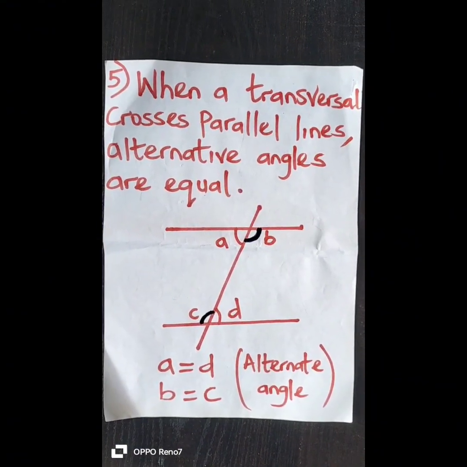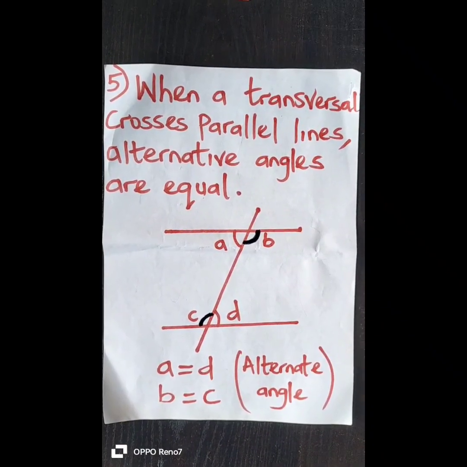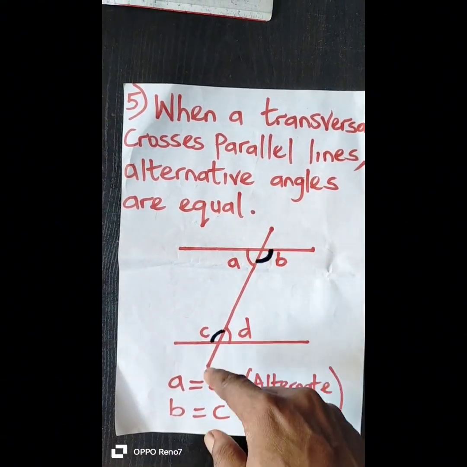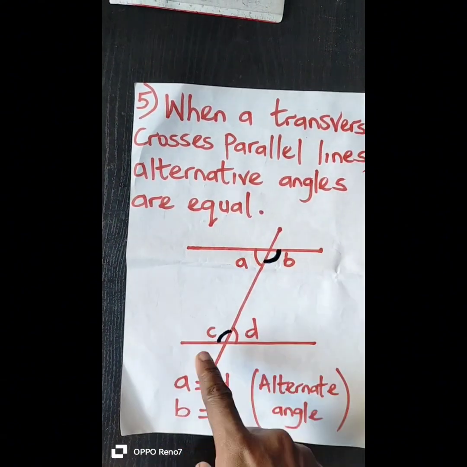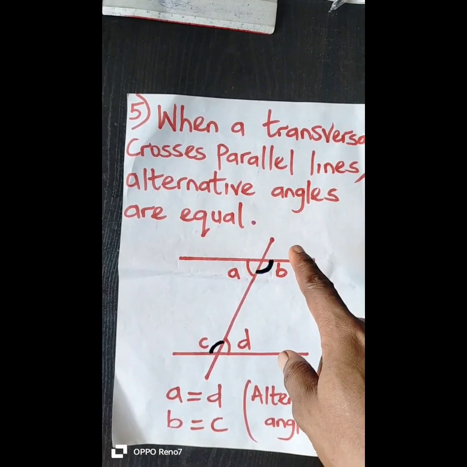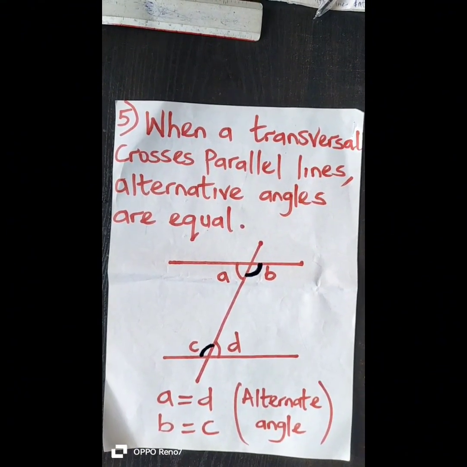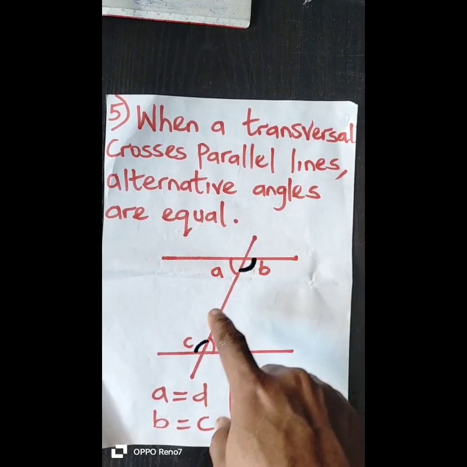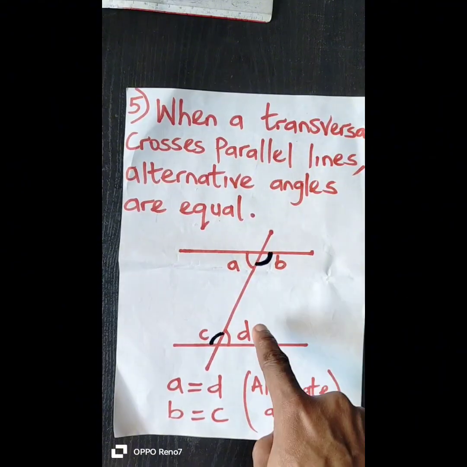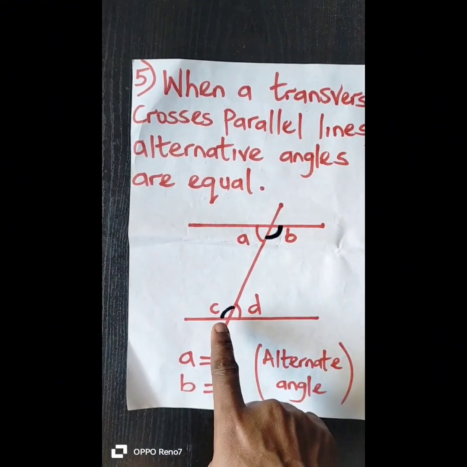Now here's the fifth property of angles, and it says when a transversal crosses parallel lines, alternate angles are equal. Here is a transversal line, and these are two parallel lines that cannot meet. What are alternate angles? They are pairs of angles formed on opposite sides. Here is opposite to this side, and they are said to be equal. That means angle A is equal to angle D, and angle B is equal to angle C.